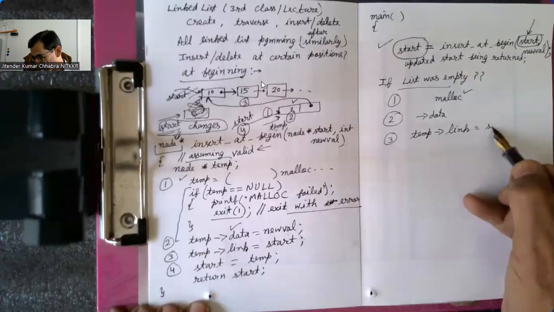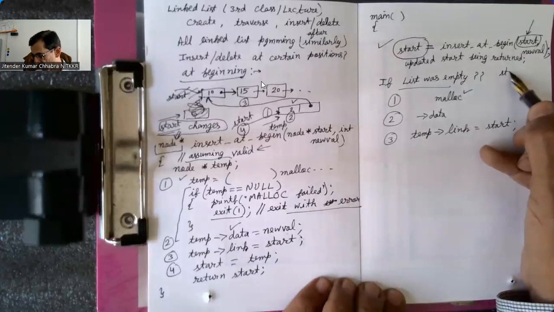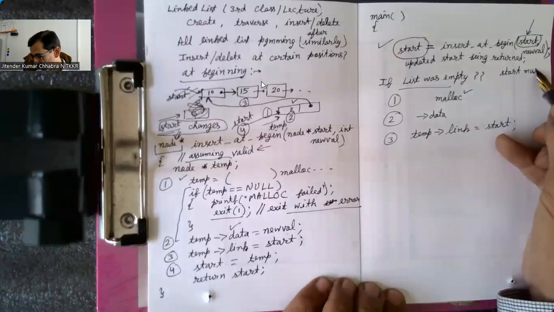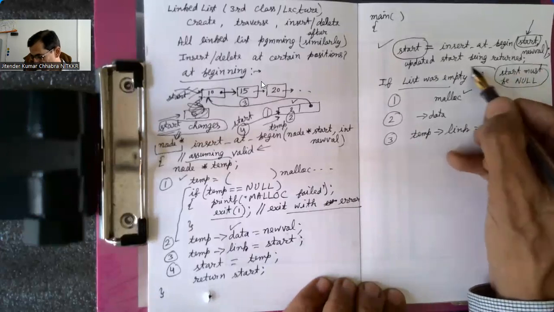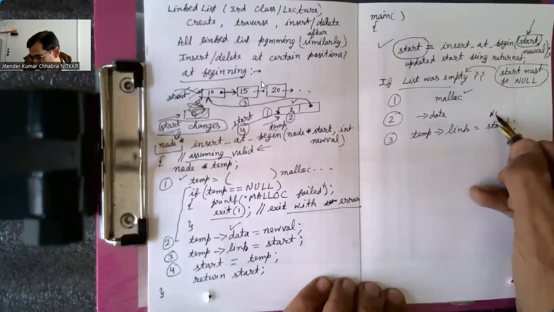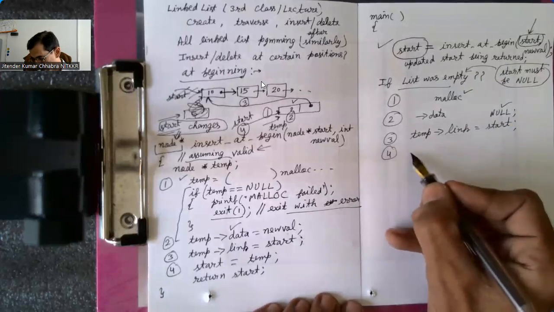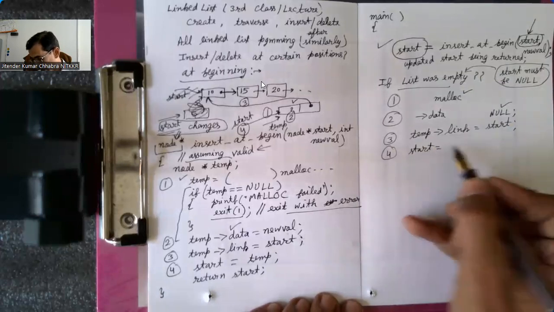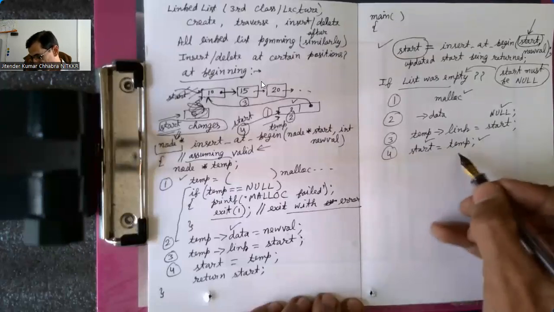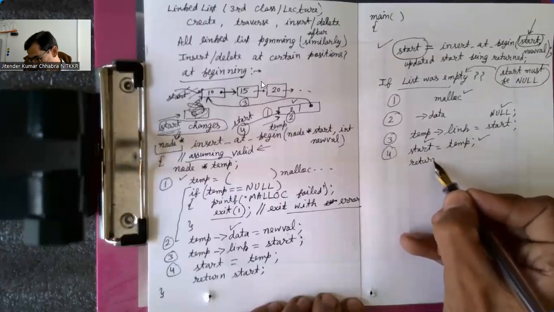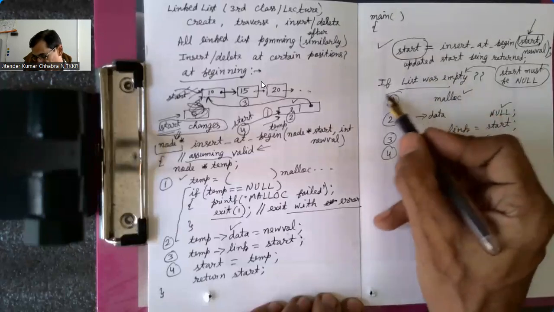Let's check whether this statement will be correct or not. If the list is empty, this should mean start is null. We have to ensure every time that start is null whenever the list is empty. And if that is there, this statement becomes something like this, and this is perfectly fine. Then step 4, start equal to temp. Whatever start was earlier doesn't matter. Now start gets a new value. And then of course return will work without any problem. So return start is also perfect. So this code will work even if the list was empty.